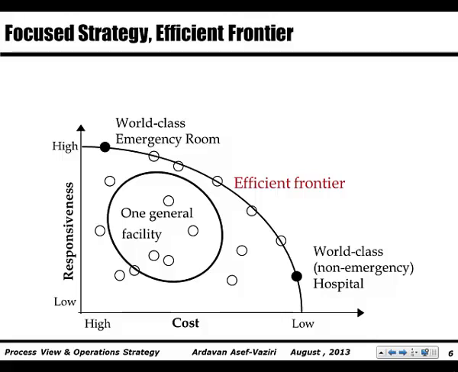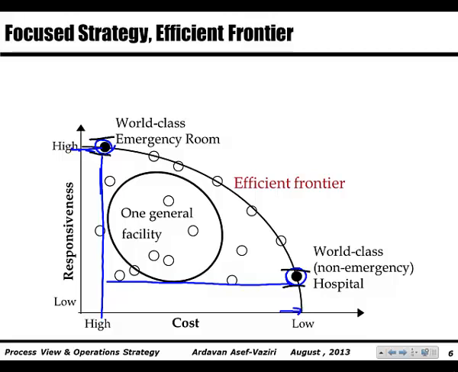For example, here we are talking about low cost and low responsiveness. This is a world-class non-emergency hospital. Here we have very high responsiveness and very high cost. This is a world-class emergency room. Both of them are focused because as long as responsiveness is concerned, they are in this range and this range.